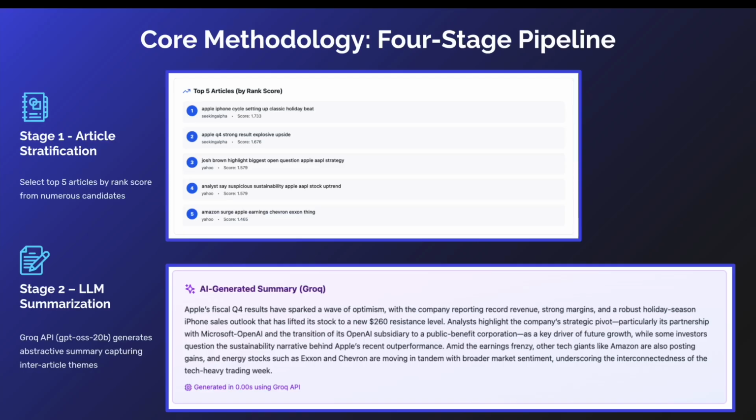Our core methodology involves a 4-stage pipeline, the first of which is article stratification. In this stage, we select the top 5 articles out of the entire list that is returned to us from the previous steps. Next, we do an LLM summarization. We use the Grok API to carry out inferencing on the top 5 articles. The API generates a summary based on the top 5 articles and then proceeds with the next steps.